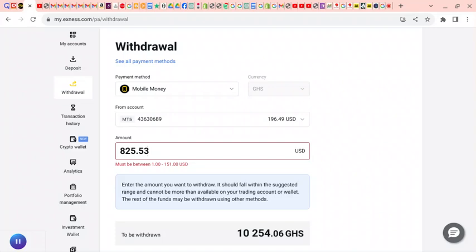254 cedis as interest. People say that this is too small. But bro, you have the money you invested there, and you have 254 Ghana cedis as profit, and you're saying it's too small just for one day. You're doing this every day, and at times the rate will shoot up. And one thing is that the exchange rate is very small.